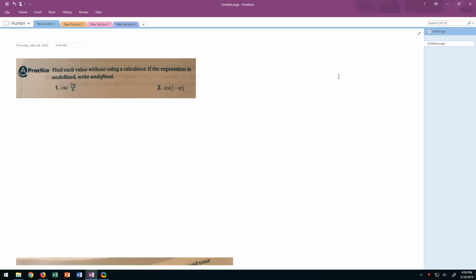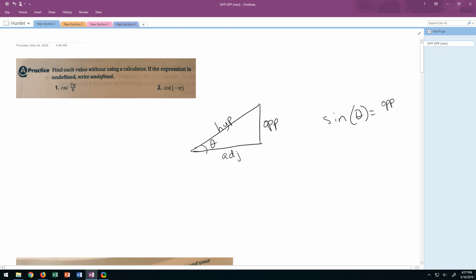Trigonometry deals with triangles, right? So let's draw this triangle. Here's theta. Now, we know that this is the hypotenuse right here. This is the opposite side, and this is the adjacent side, right? Now, we've defined the sine of theta to be equal to the ratio of the opposite to the hypotenuse. And we're talking about lengths, side lengths here, right?